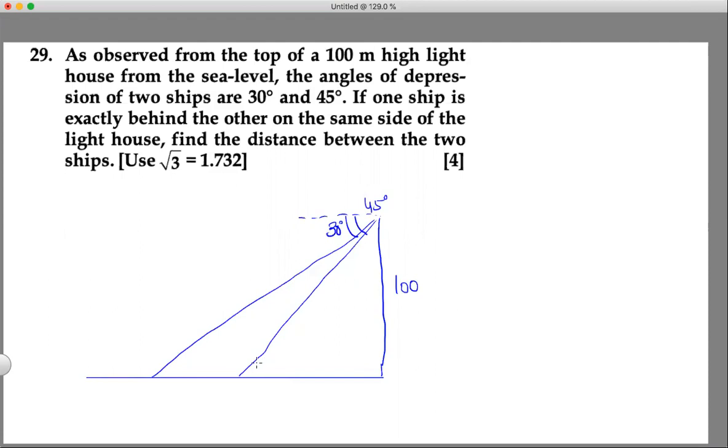So we can also go ahead and mark these. In essence, you should always show this angle, because what is given to us is the angle of depression. Now, they are on the same side and in the same line, etc., which is all given to us. So this diagram is valid. Now we have to find this distance.